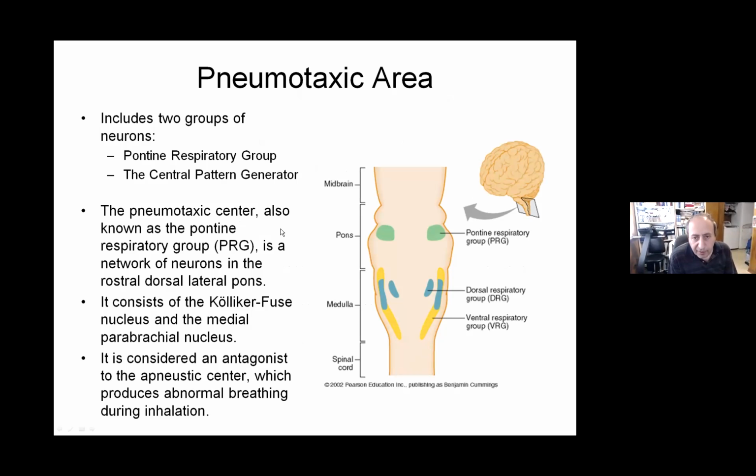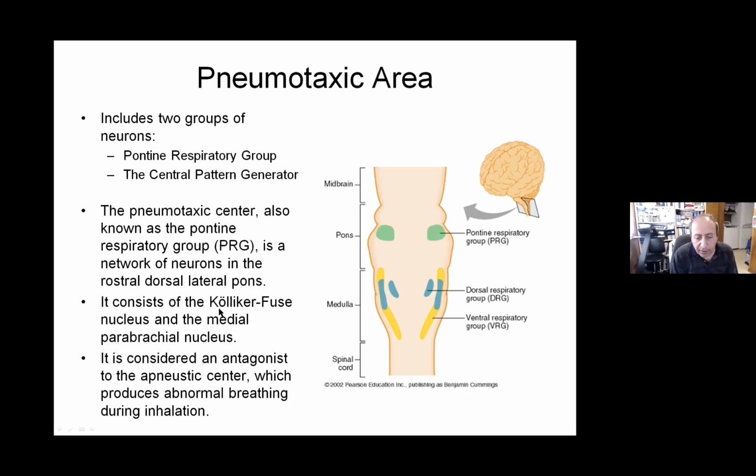So the pneumotaxic area is located in the pons. It includes two groups, the pontine respiratory group and the central pattern generator. It's also known as the pontine respiratory group, a network of neurons in the rostral, dorsal, lateral pons. When you say rostral, it means up; dorsal means toward the back; and lateral means toward the side.